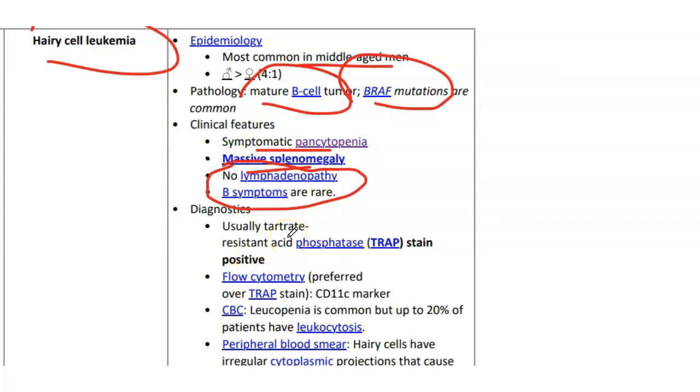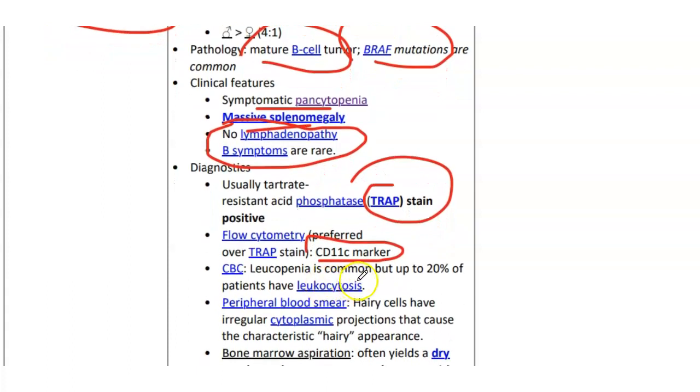Diagnostics: usually tartrate-resistant acid phosphatase stain is positive, so TRAP stain positive. Flow cytometry is preferred over TRAP stain, and there will be the marker CD11c. On CBC, leukopenia is common, but 20% of patients have leukocytosis. On peripheral smear, there will be hairy cells.